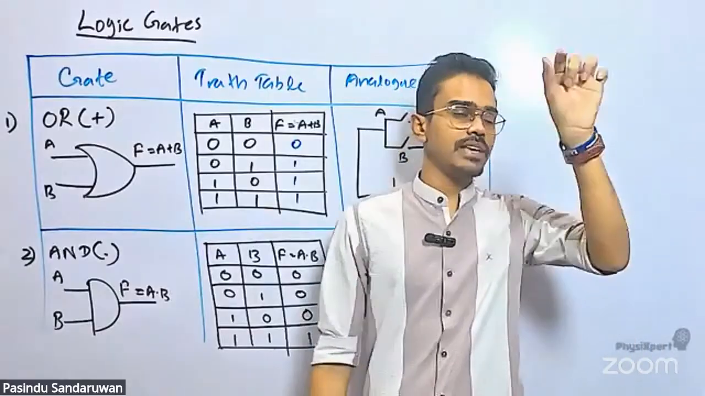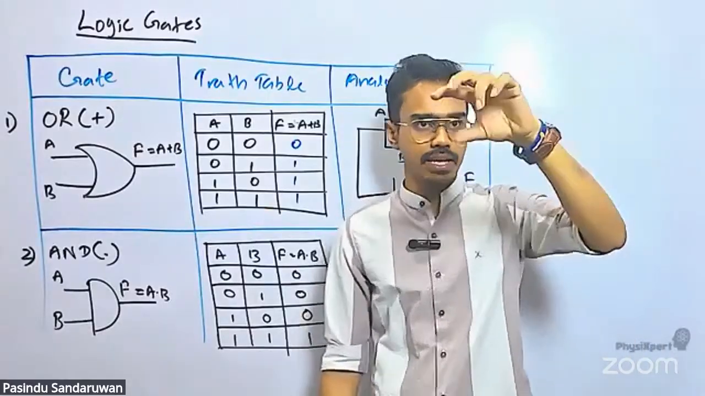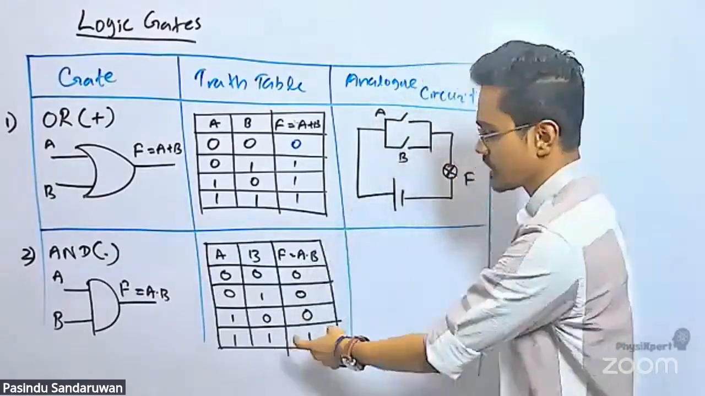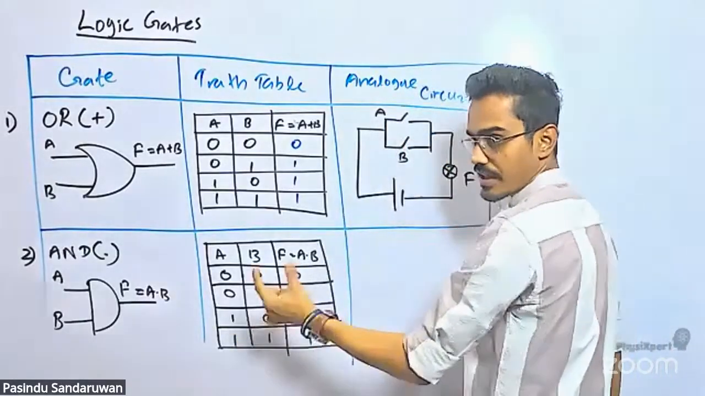When A and B is 1, output is 1. Right? When A and B is 1. If A and B both are 1 only, this is 1.